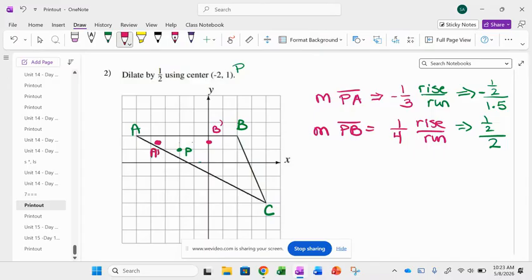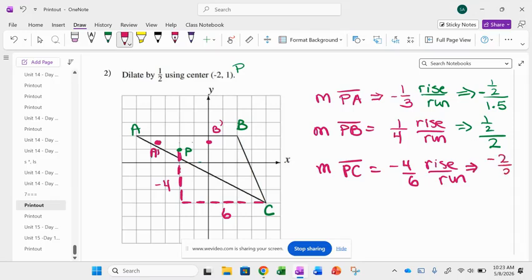And now we're going to do this one more time for point C. So for points from P to C, I'm going down 1, 2, 3, 4. So I'm going down 4 to the right, 1, 2, 3, 4, 5, 6. So my slope of P to C is negative 4 over 6, which is my rise over my run. So then I'm going to take half of that, which is going to be negative 2 over 3. So what does that mean? I'm going to go down 2 to the right 3. And there's my C prime.